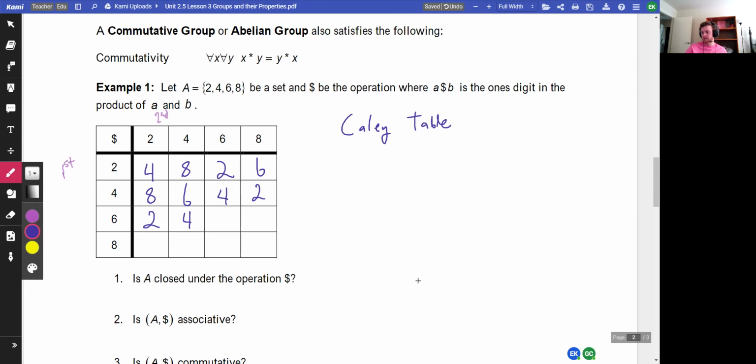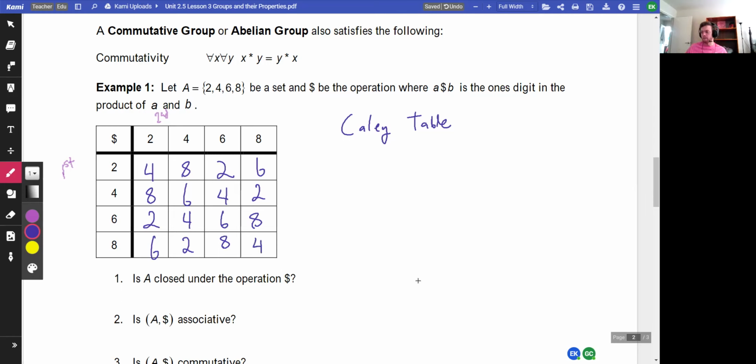6 star 6 is 6. And then 6 star 8 is 8. It looks like we have a lot of these operations. 8 star 2 is 6. 8 star 4 is 2. 8 star 6 is 8. And 8 star 8 is 4. Boom.